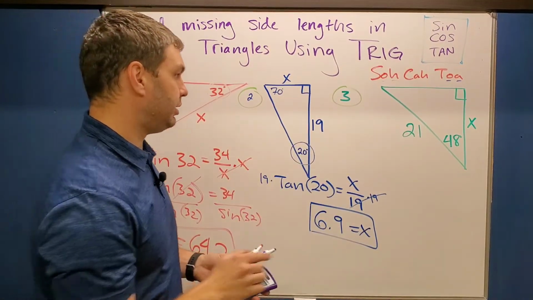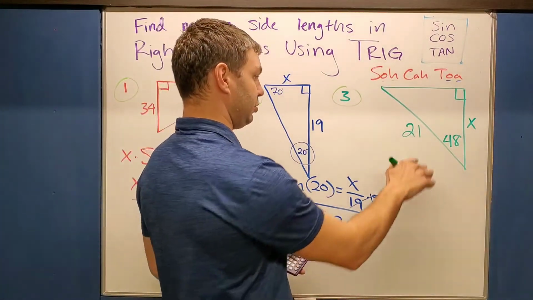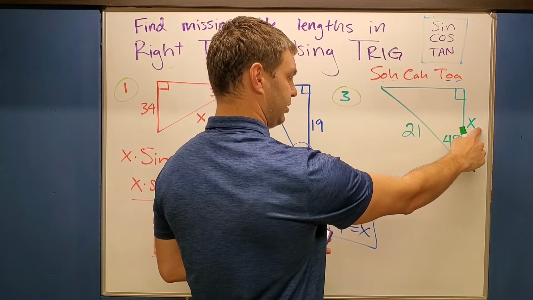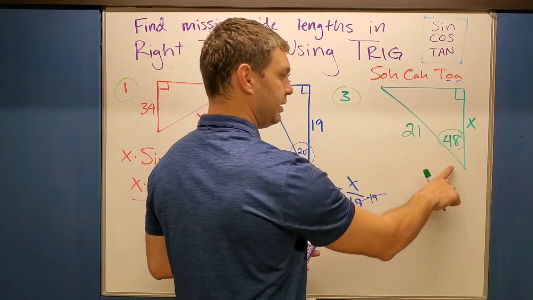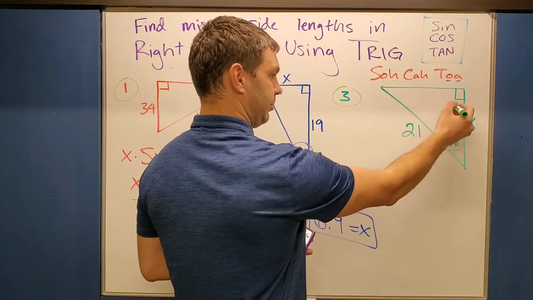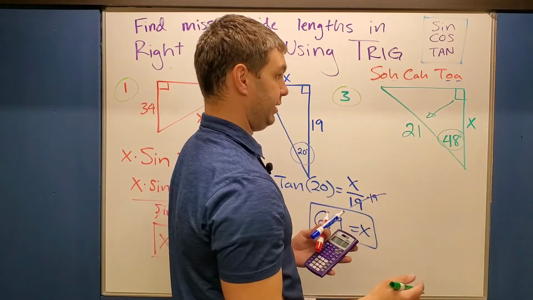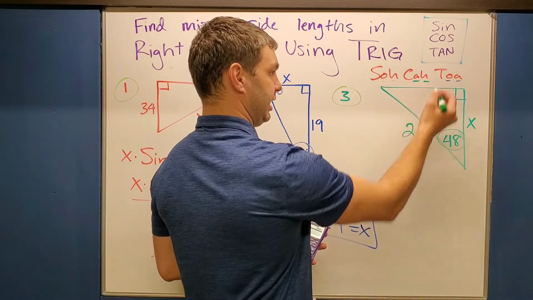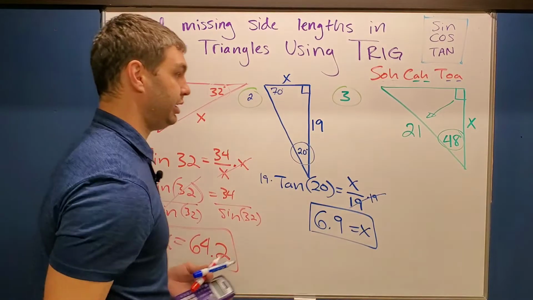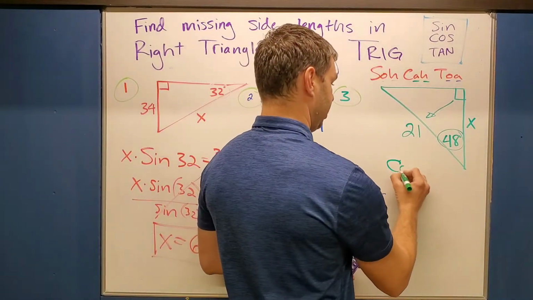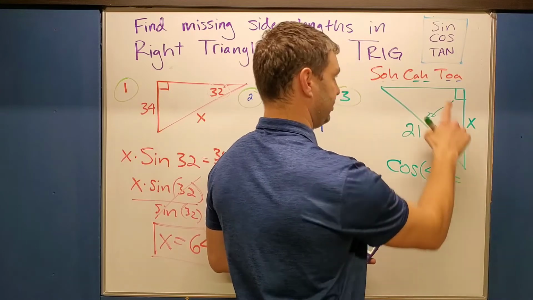All right, the last one, number 3 in green. Let's see here. This time we have a 21, an x over there, and it's 48 degrees. So compared to my angle 48, I have, let's see, this is the hypotenuse across from my right angle. And I also have the adjacent side. So adjacent and hypotenuse, that's cosine, the last one we haven't used yet. We got one of each. Very nice.